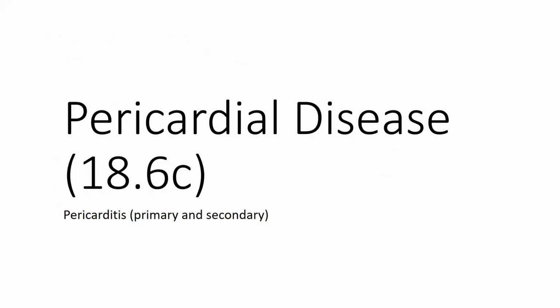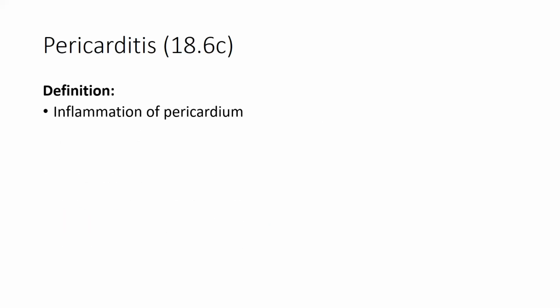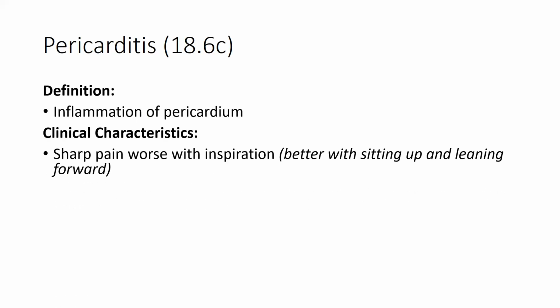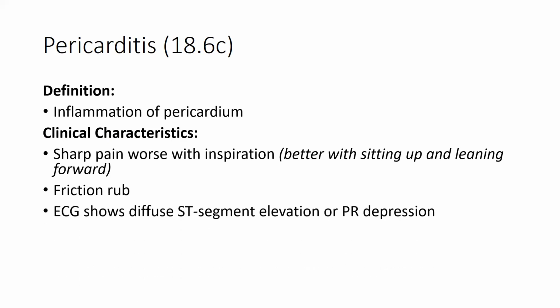Okay, moving from myocarditis, now pericarditis. So our pericardial disease, pericarditis, is inflammation of the pericardium, the fibrous structure surrounding the heart. You'll see sharp pain that's worse with breathing in, better with sitting up and leaning forward, like that tripod position. The cool thing you'll hear is a friction rub, which is like a squeaking leather belt, super fun. You can see PR depression or ST segment elevation. Complications, you can have an effusion.